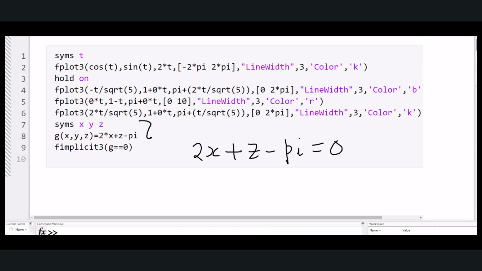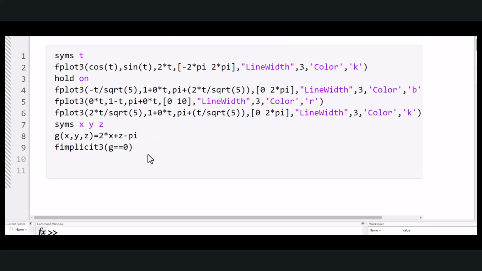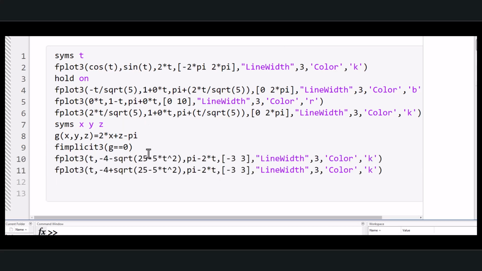Now this will give us our osculating plane. First we have to take symbolic variables x, y, and z, and then define a function g of x, y, and z, because we don't have any y in here, and even 0 times y doesn't work. And remember, as you did before, fimplicit3 will give you a 3-dimensional graph of this plane. Or you can graph it as fsurf, z equals pi minus 2x, whichever way you please. Now here I'm bringing the two parts of the circle, and now we are getting ready to graph.